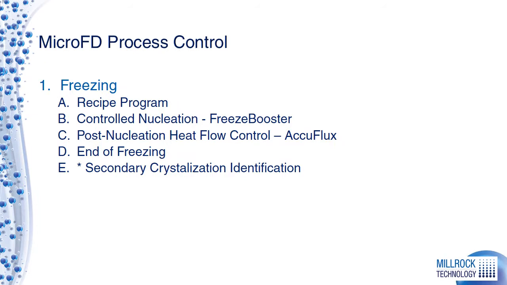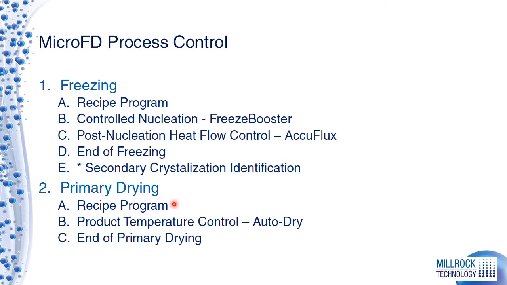Some of the control processes that are unique to the system are, we can either use a recipe program for freezing, we can add controlled nucleation, we can do a post-nucleation heat flow control, which is extremely unique, which gives us a uniform crystal growth inside the vial. So controlled nucleation gives us a consistent batch starting point, but since only about 10% of the product is actually nucleated, 90% of the freezing takes place after nucleation. And if you use heat flow control, you can improve the crystal structure in the vial. We can determine the end of freezing, and there are studies going on right now where we're looking at determining secondary crystallization of things like mannitol.